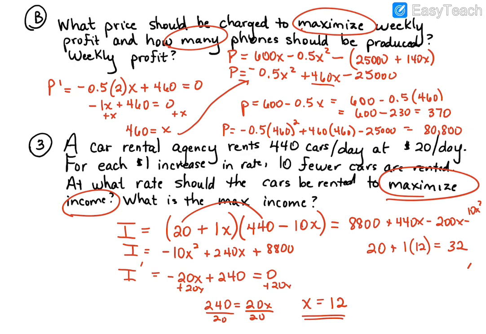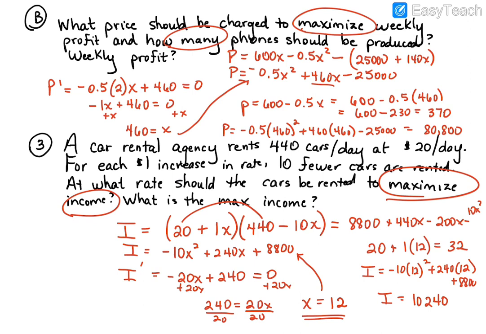So now I'm going to plug my 12 back into here. And so I'm going to get negative 10 times my 12 squared plus 240 times my 12, and then plus 8,800. And again, I would just do that number crunching on a calculator. And in this case, they're going to be having an income of $10,240 per day.